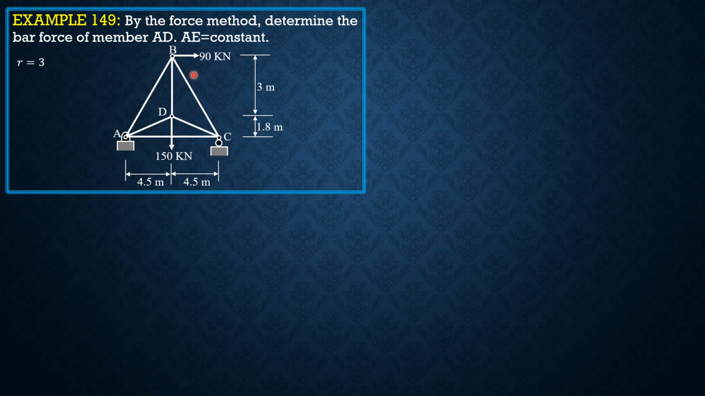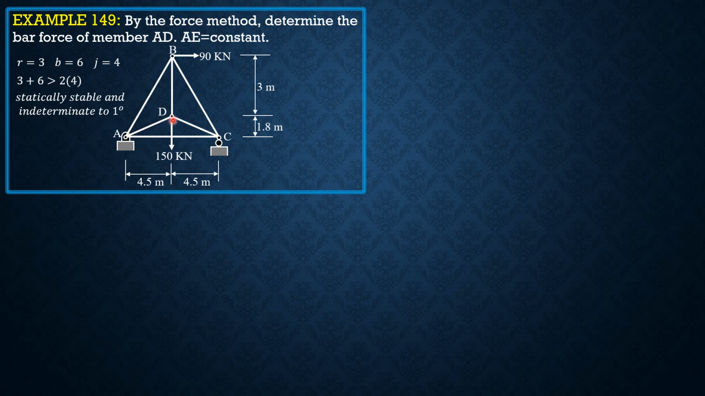Then the number of bars: 1, 2, 3, 4, 5, 6 bars. Then joints, 4. So 3 plus 6 is greater than 2 times 4, 2j. Therefore this is statically stable and indeterminate to the first degree. There's only one degree of indeterminacy, and let's choose AD as our redundant force, so that we can compute the relative displacement of the joints AD.